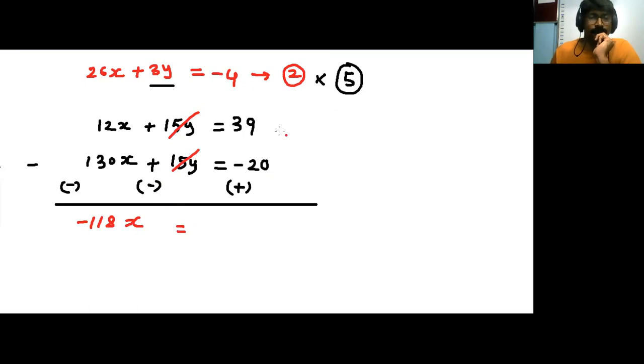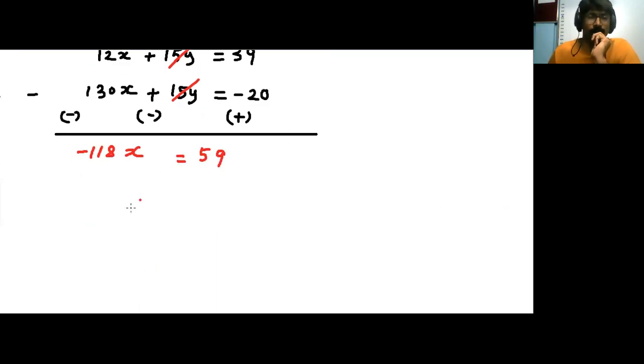And this will become 39 plus 20, which is 59. And now 59 twos are... yes, 59 twos are... Okay, so the value of x will become 59 upon negative 118. So 59 ones are 59, and 59 twos are 118. So the value of x will become negative 1 by 2.